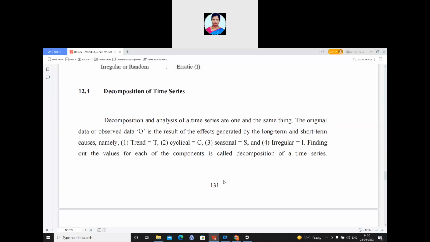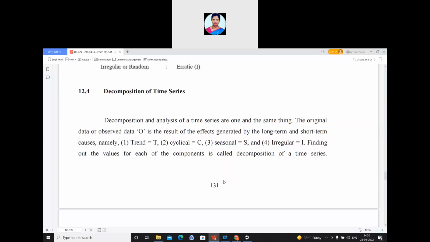So in this decomposition of time series, the decomposition and analysis of time series are one and the same thing. The original data or observed data is the result of the effects generated by long term and short term components, namely the trend T we are using. So already we have listed the components of time series.